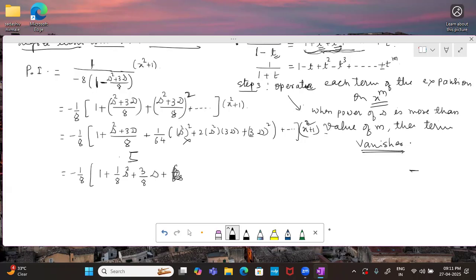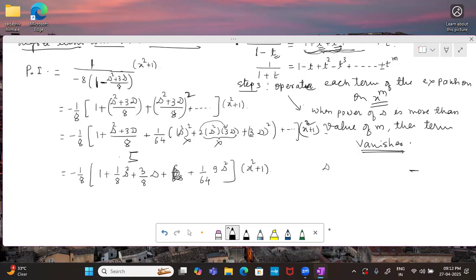This one. Here also, if we simplify, 2 3s are 6 into d cube. And d cube means power of d is more than 2. So this term also vanishes. So only one term is left, that is the 1 by 64, 3 square is 9 into d square. And operating on x square plus 1.